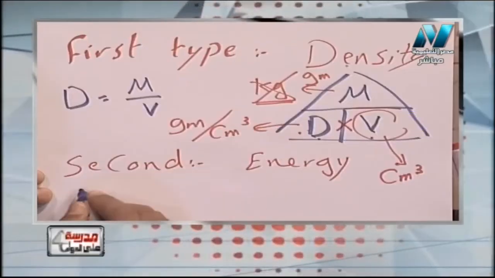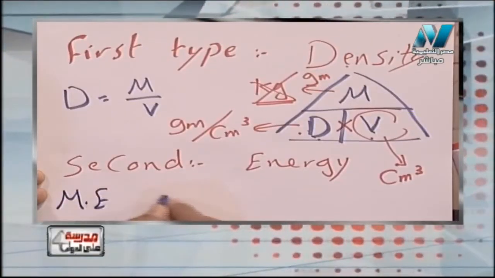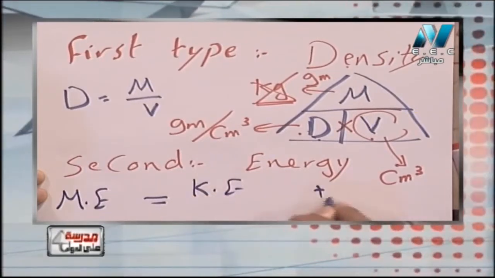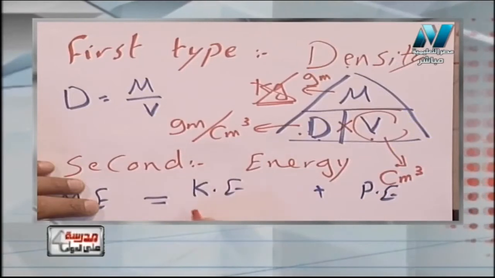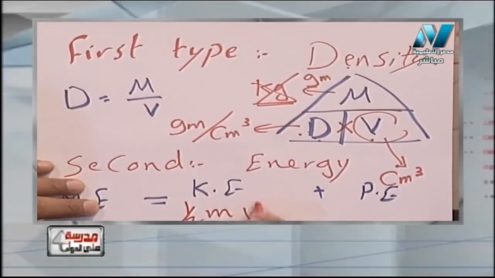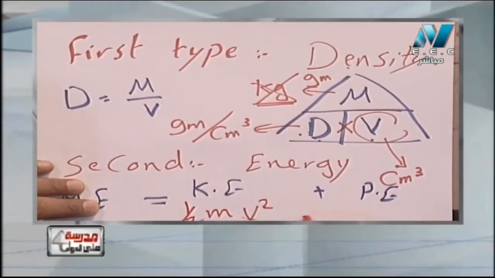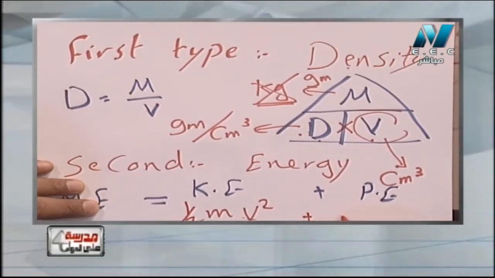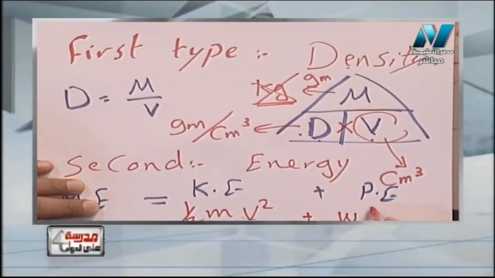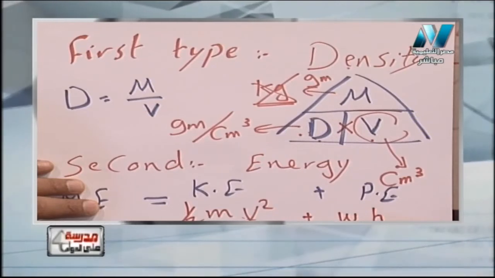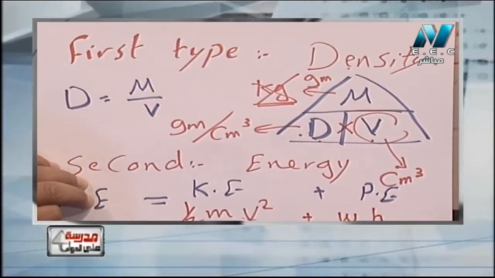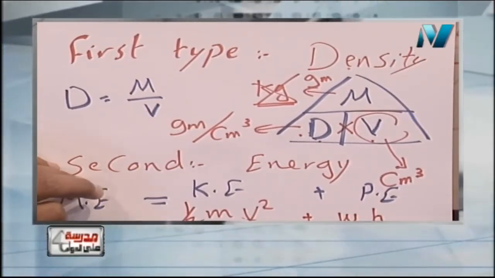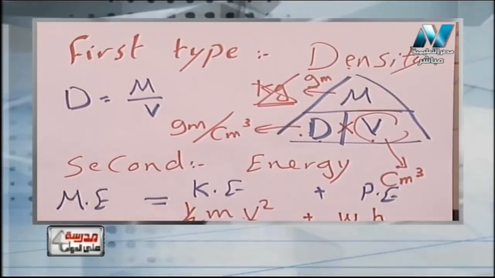Second, energy. We know that mechanical energy equals kinetic energy plus potential energy. What's kinetic energy? Kinetic energy equals half mass times velocity square, or speed square. And what's potential energy? It is weight times height, or height times weight. And weight equals mass times gravity acceleration, which equals 10, or 9.8 meter per second square.